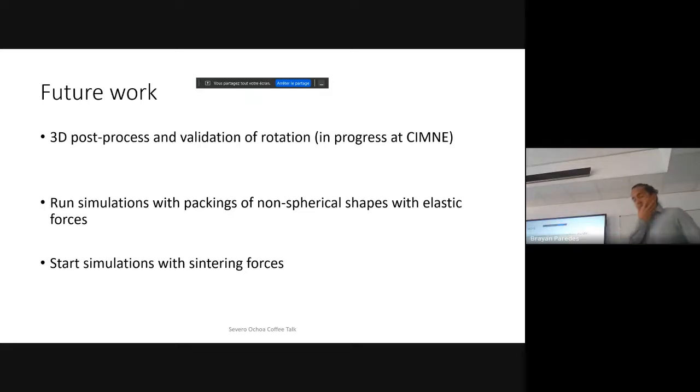As future work, here at SIMNE we don't have a tool for 3D post-processing, so we are using GiD. Also, because we just implemented quaternions in the level set DEM method, we are trying to validate the rotation with a finite element analysis performed in Kratos. Then we will be able to run simulations with packings of non-spherical shapes. The first step is with elastic force, as we have already done, but now with non-spherical shapes, and then start the simulations with sintering forces.